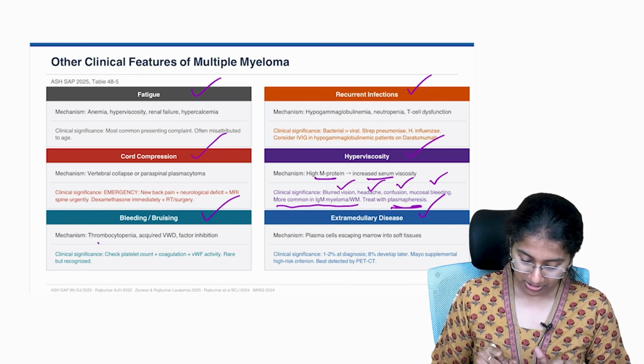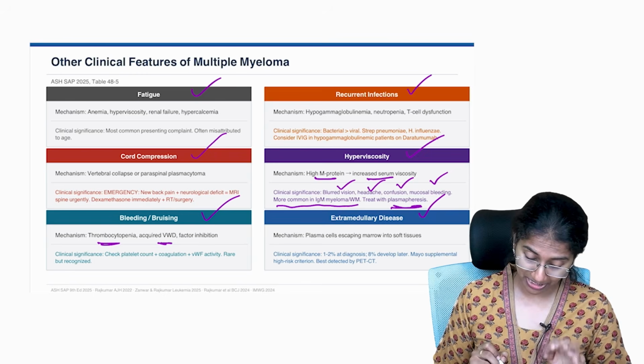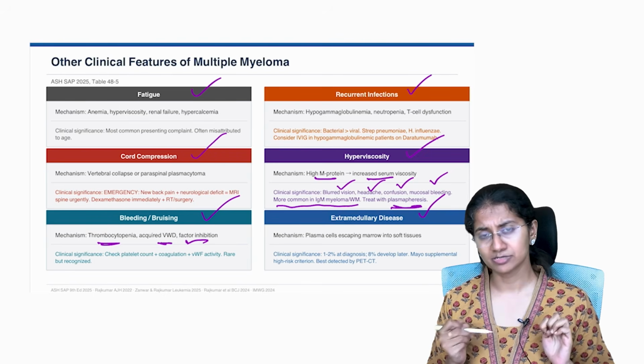So bleeding and bruising, there could be thrombocytopenia, acquired VWD because of the increased M band and factor inhibition. Okay, so because of all this, there could be increased bleeding risk.